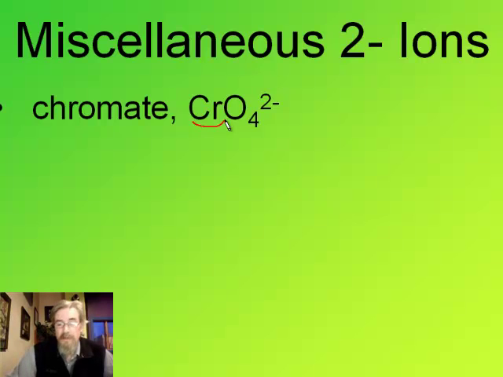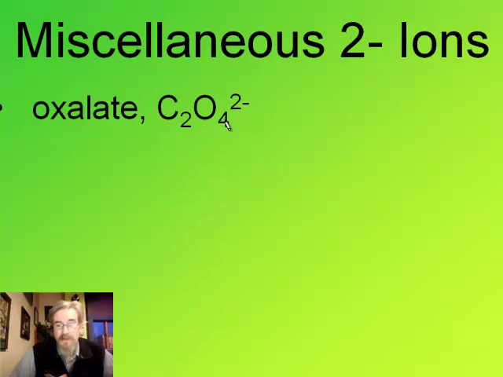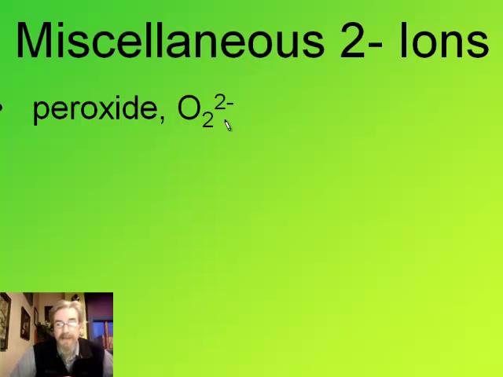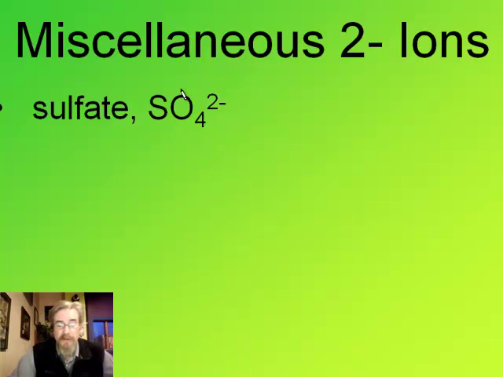CrO4, 2- charge. Oxalate is C2O4, 2-. Peroxide is O2, 2-. This confuses a lot of people when they start writing formulas because we're used to oxygen being O2- as a monatomic. This is actually a 2-atom diion, polyatomic peroxide. Both atoms happen to be oxygen, but it's still polyatomic.